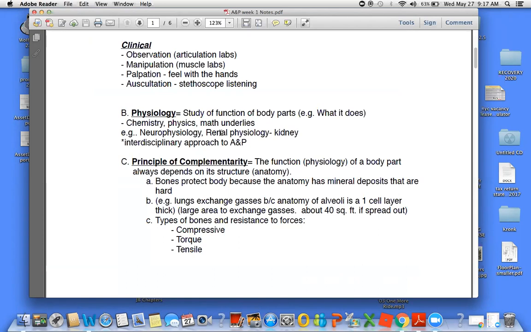And why is it a strand? We think about the anatomy fitting the physiology. In other words, why is something structured the way it is? That's complementarity. That's the principle of complementarity, that the anatomy makes sense and fits with the physiology, or the body functioning. We say that the bones are very hard, for example, because the anatomy has mineral deposits that are hard enough to protect what's underneath.